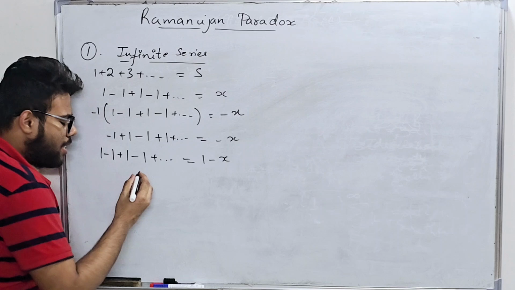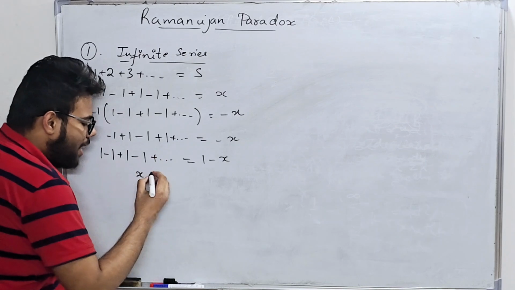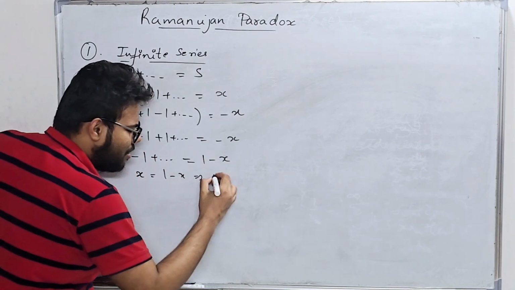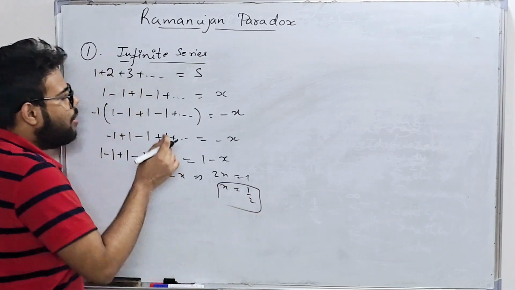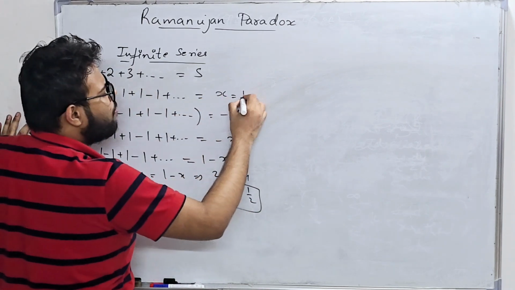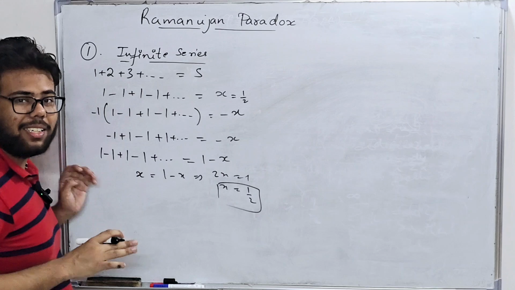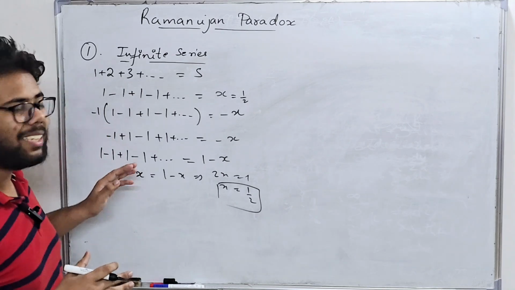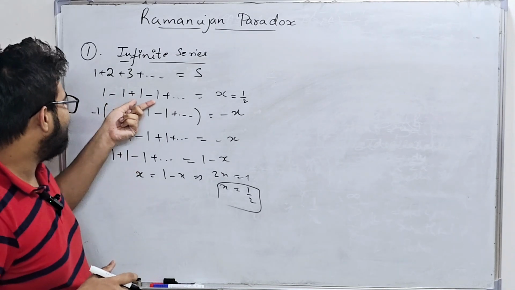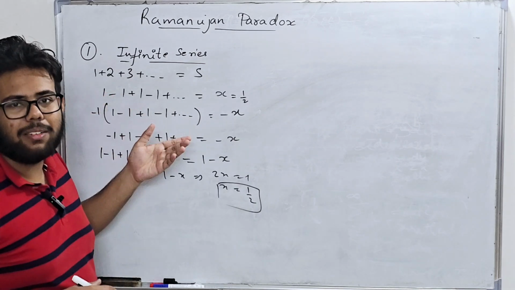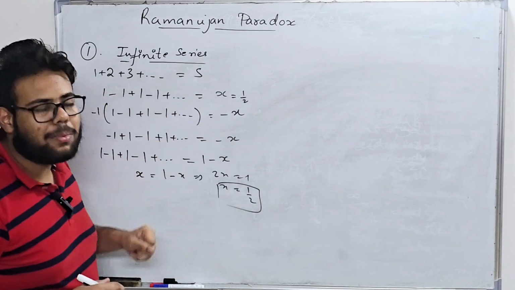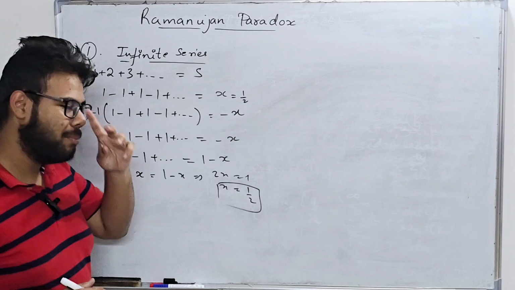But what is it? It is equal to x, which means x is equal to 1 minus x, which implies 2x is equal to 1, which implies x is equal to 1 by 2, which means this sum is equal to 1 by 2. Yeah, it is really amazing to see that the set of numbers which has no relation with fractional numbers are ending up at 1 by 2, 1 by 2.